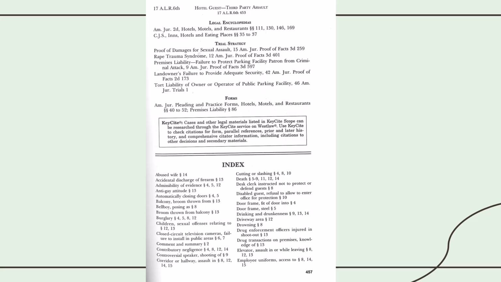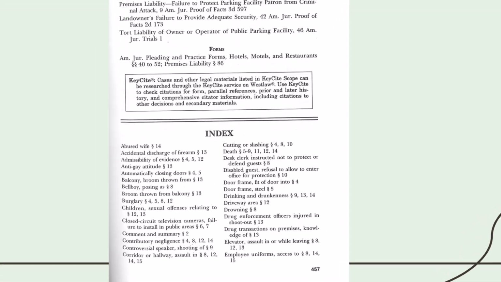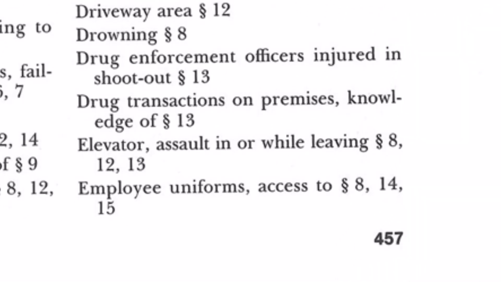The next part is an index. Now this is an internal index. It indexes only things that are in the annotation, not in the entire volume. So let's suppose, for example, your client was injured because someone came to his door pretending to be a bellboy and they let him in. Well, if you look up bellboy, you can see there's actually a case like that discussed in section 8. Or suppose your client was injured in an elevator, was assaulted by a third party in an elevator. Here you see that there are actually cases like that.